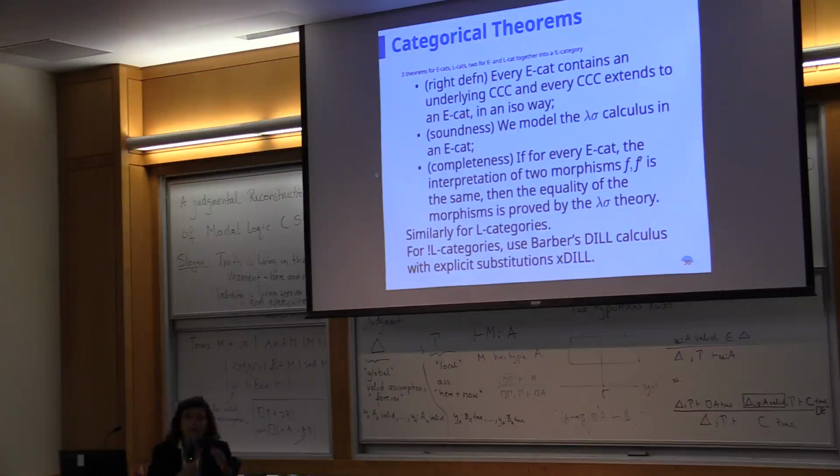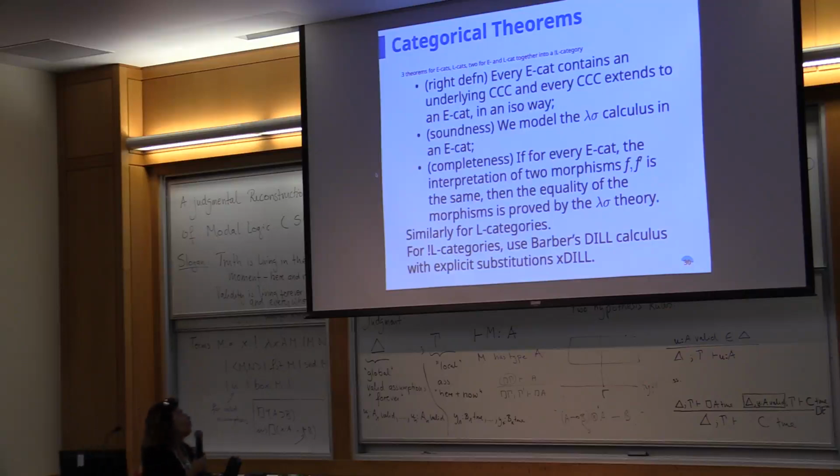You have completeness, and categorical completeness is a little bit of a funny thing, because completeness here is the way I'm writing it there. So for any E cat, if you have two morphisms in the lambda sigma calculus, and they have the same domain and codomain, then the equality of these two morphisms is proved in the theory of the lambda sigma calculus. And you have the same sort of three theorems for the L categories, that is for the linear case.